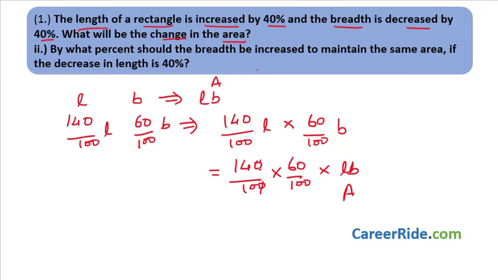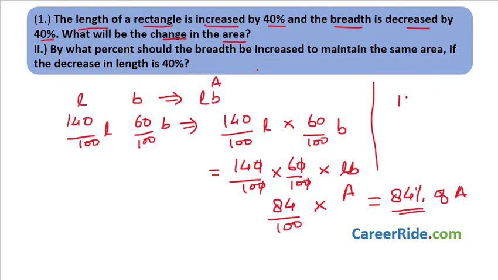And when we solve this, what do we get? We get 84 upon 100 of the original area. What is this 84 upon 100? 8400 upon 100 is nothing but 84%. 84% of the original area, right? So the area decreases. We see that in the new case the area decreases, and decreases by how much? The decrease is by 16%, right? 16% of the original area is the reduction. So this is how the area changes.